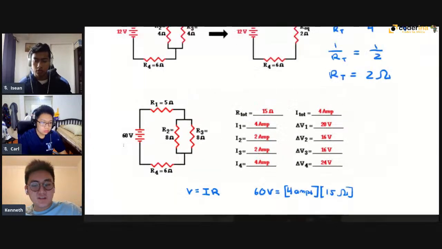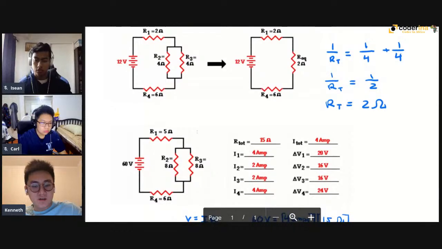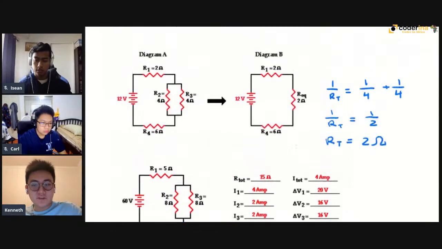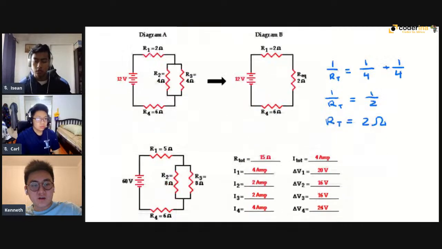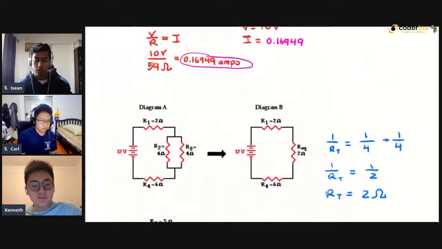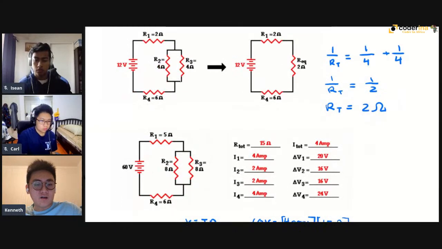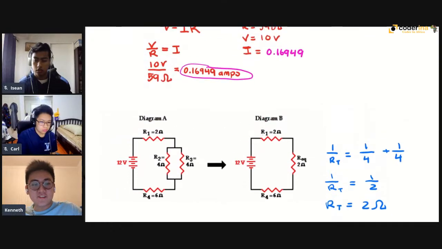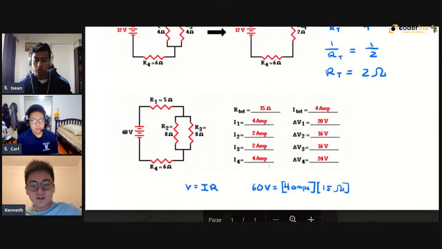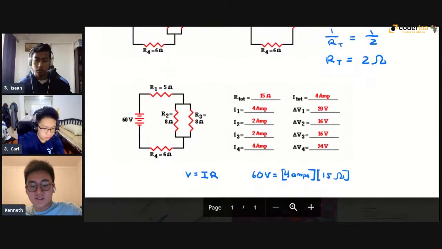But to find the current, we go back to this formula again: V over R equals I. Our voltage is 60 volts, and our R is 15 ohms. So 60 equals 4 times 15. That's basically a really simple relationship between V and IR.